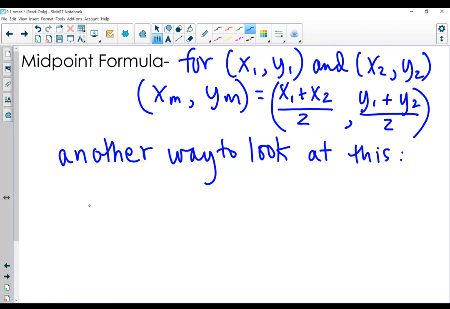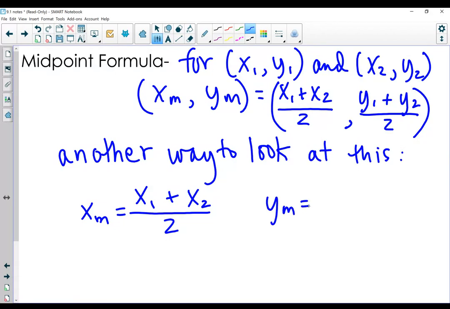So if I am looking at just my x midpoint, that's going to be equal to x sub 1 plus x sub 2 over 2. This is really handy when they give you the midpoint, but you're solving for one of your x's you had to start with. And then my y midpoint would be equal to y sub 1 plus y sub 2 divided by 2. So sometimes it's handy to look at the formula that way instead. And a lot of people don't know you can break it up that way. So it's kind of nice to have that on paper and remember.